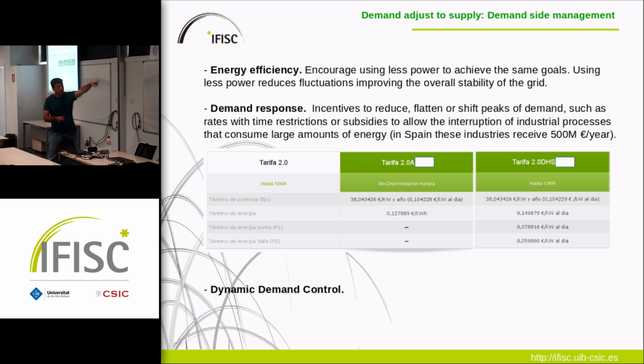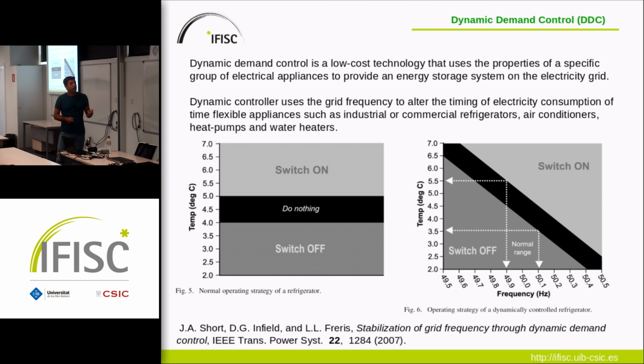We are not going to start that. We are going to start something which is called dynamic demand control. Dynamic demand control is, in principle, a low-cost technology where some group of electrical appliances can decide to switch on or off depending on the frequency of the system.